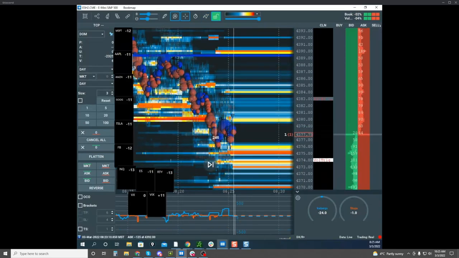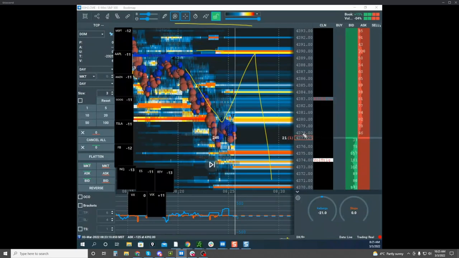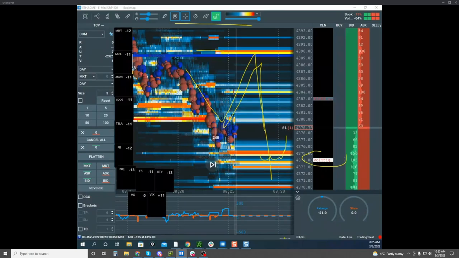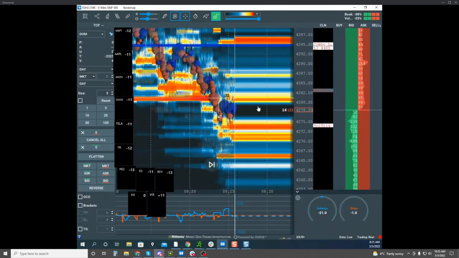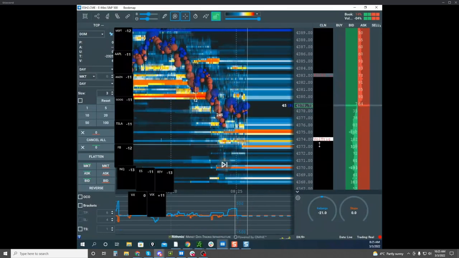If for some reason it goes the other way, I will still take a short. I'm not real excited about it, again, structure-wise and based on what I just showed you in Spot Gamma. But if I do get short, then I'll watch this area very, very closely. If it can't get through here, I'll probably cover most of them. So we'll see what happens.